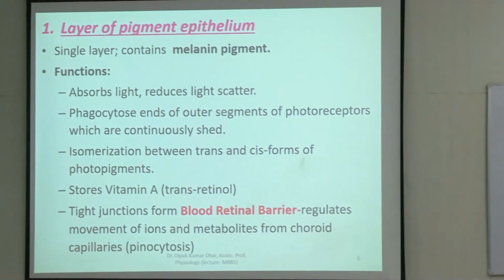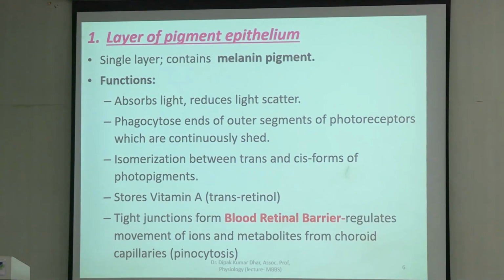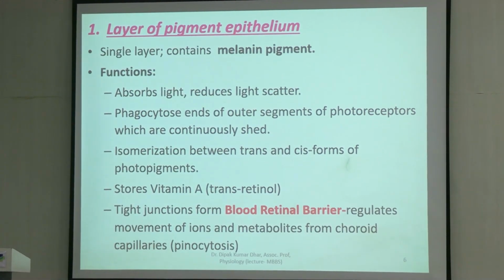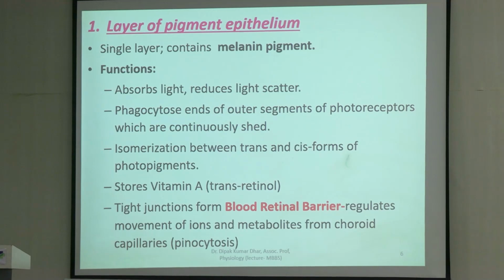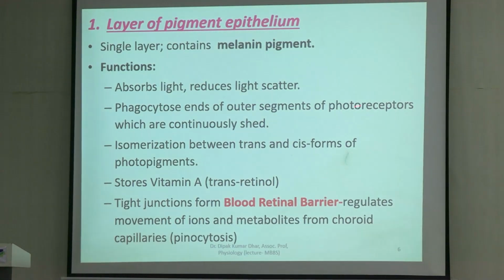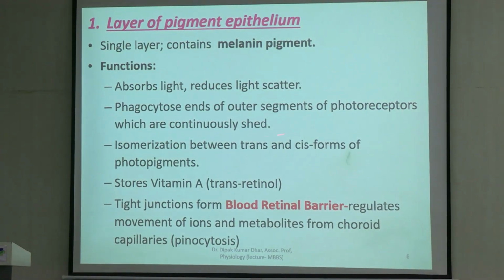The first function is it reduces light scatter. Second function, pigment epithelium also helps in phagocytosis. Phagocytosing the outer segments of photoreceptors which are continuously shed.